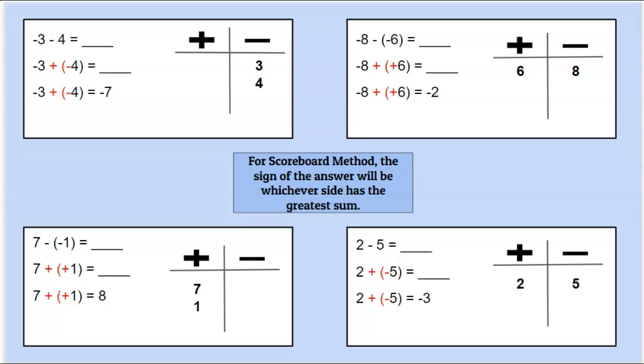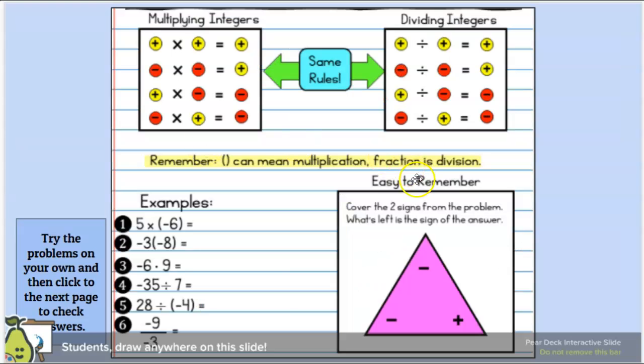Now I told you on Friday that multiplying and dividing is way easier. So the rules for multiplying and dividing are actually the same rules, which is kind of nice. And when I say that it's easy, this is what I mean. If you notice, it says a positive times a positive is a positive. A negative times a negative is a positive. It's actually giving you the rules right here.